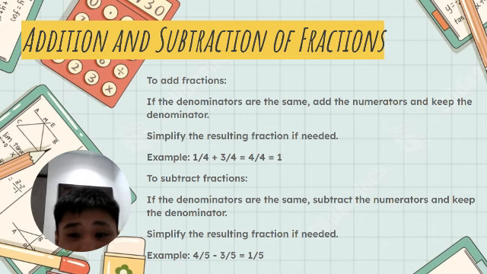When adding fractions, if the denominators are the same, we add the numerators. For example, 1 over 4 plus 3 over 4 equals 4 over 4, which simplifies to 1. When subtracting fractions, if the denominators are the same, we subtract the numerators. For example, 4 over 5 minus 3 over 5 equals 1 over 5.